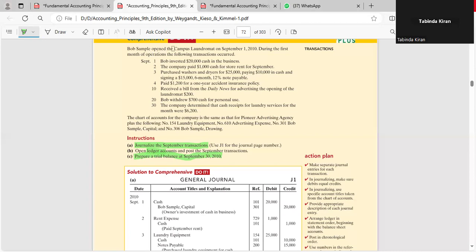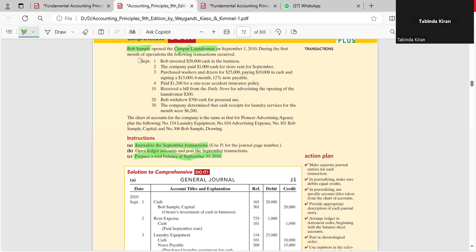Bob Sample opened the Campus Laundromat on September 1st, 2010. This is a service kind of business. During the first month of operations, the following transactions occurred. As Bob Sample is the only owner of the business, this is a sole proprietorship business and the proprietor's name is Bob Sample. He has opened a business termed Campus Laundromat. It's a kind of laundry business where you can wash your clothes and dry your clothes and make payment to the business accordingly.